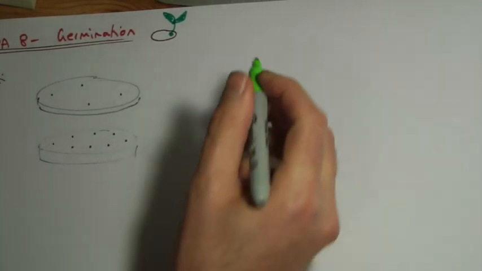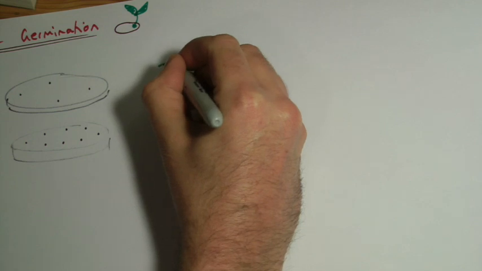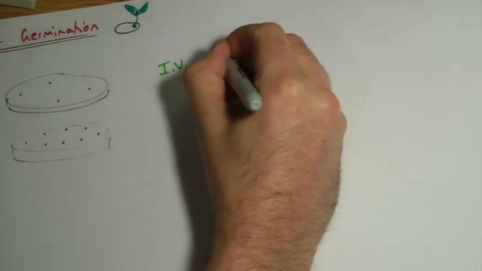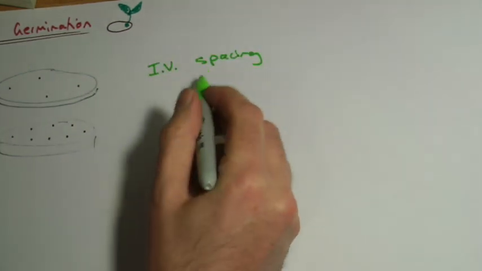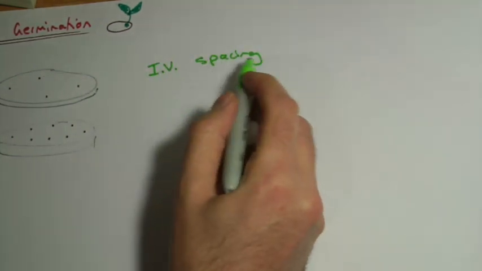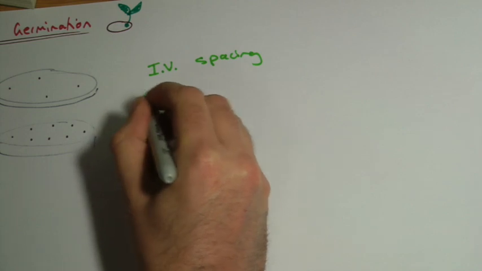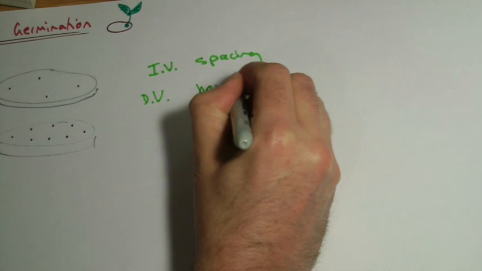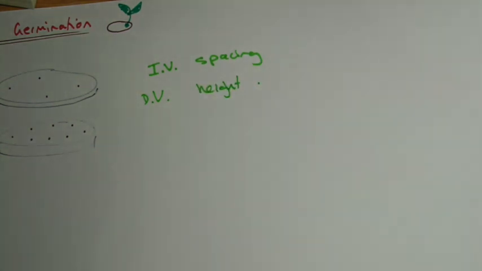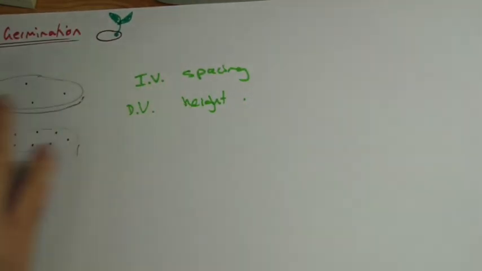So in this experiment, your independent variable, the thing you are going to change, is the spacing or the density, and what we're going to look at is what is the effect of spacing of seeds on the dependent variable, which is the height of the seedlings when they grow. Okay, so those are our 2 variables we're going to look at.